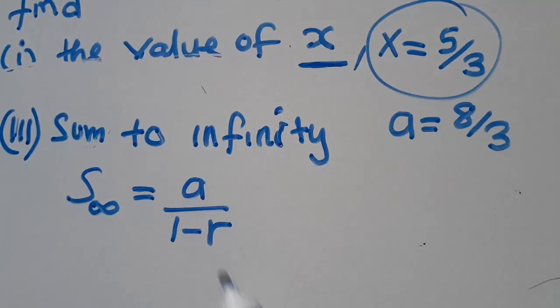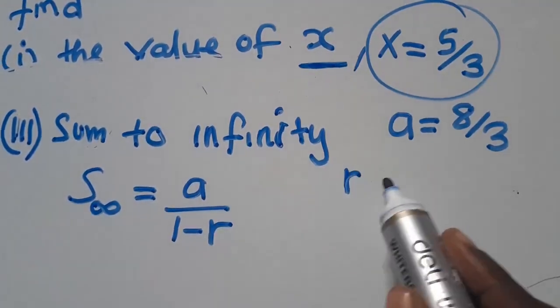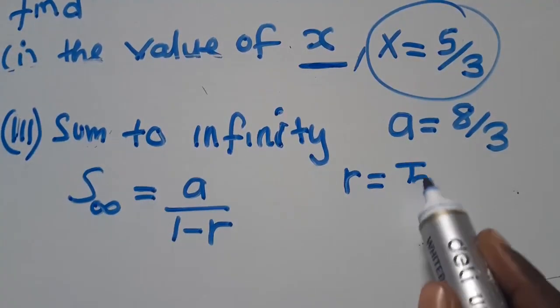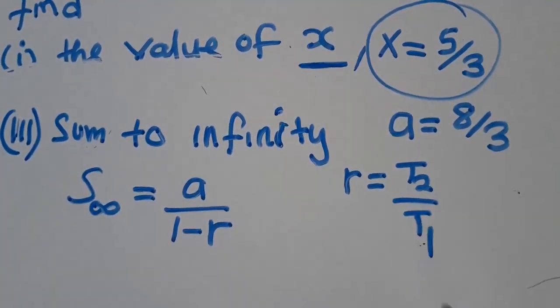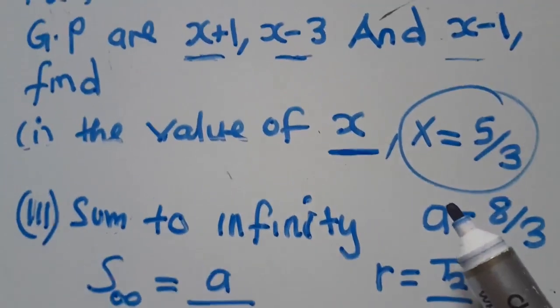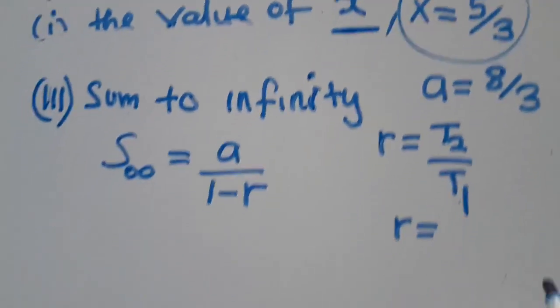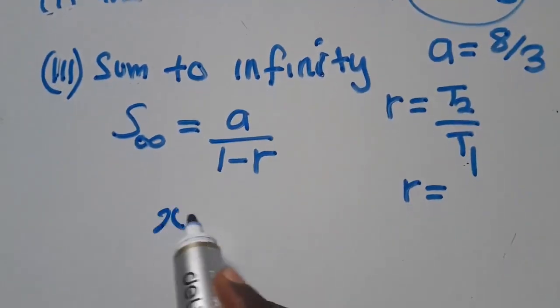This is the formula. So do you have the common ratio? No. But you know that the formula for common ratio is T2 over T1. So let's first calculate the common ratio. What is your T2? This is our T2. There is x. So you know that it is x minus 3.